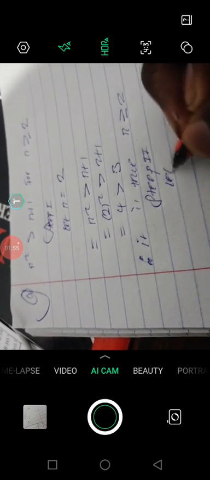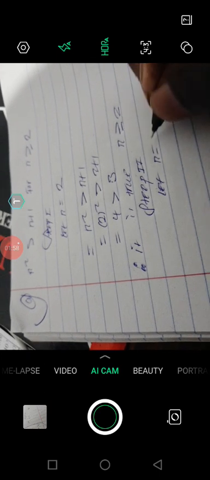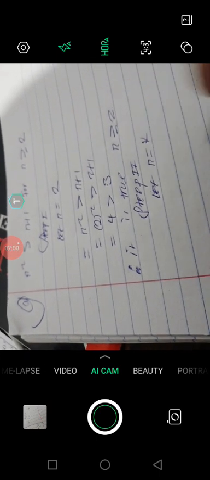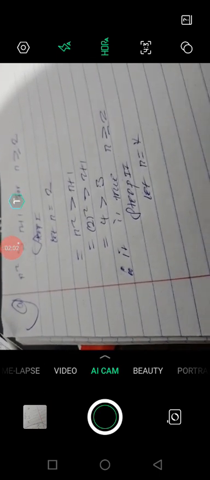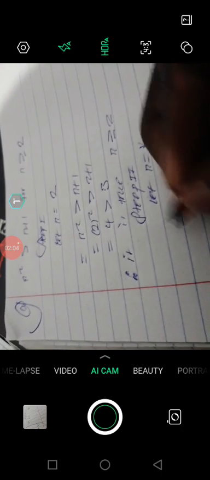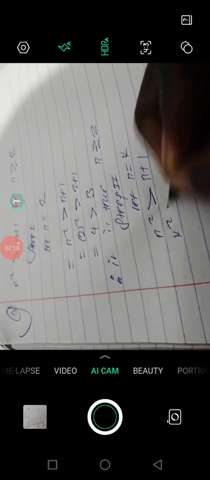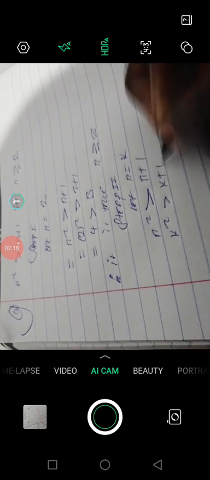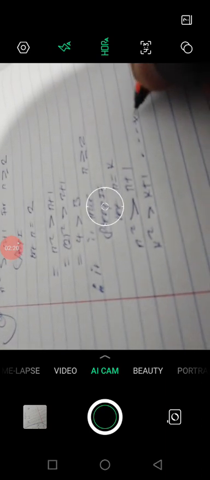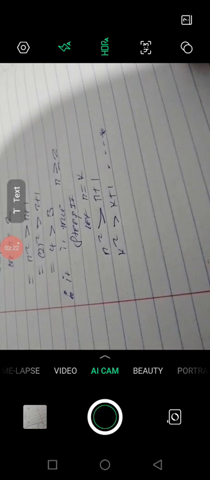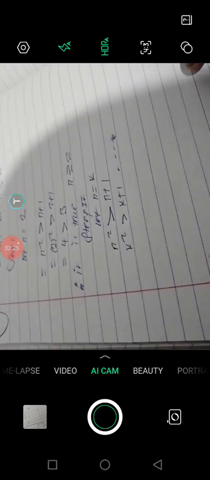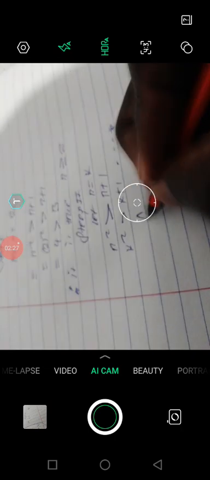In step 2, you say let n equal k. Note that step 2 is the purpose of step 3. You get the same thing: n squared is greater than n plus 1. Whatever is n, put k, then k plus 1. At this stage, you can mark this one as x, because you're going to use it in step 3.